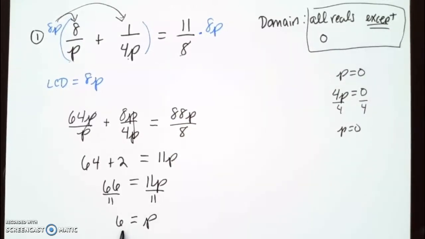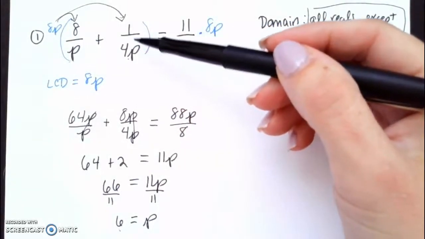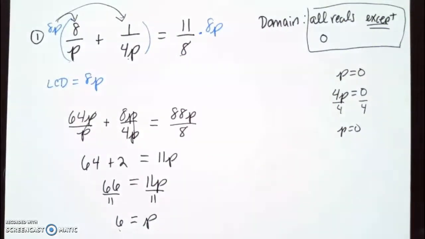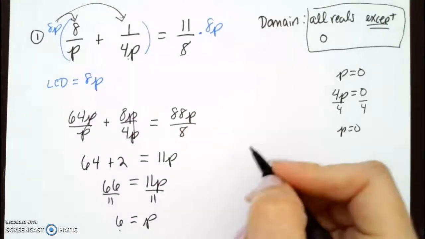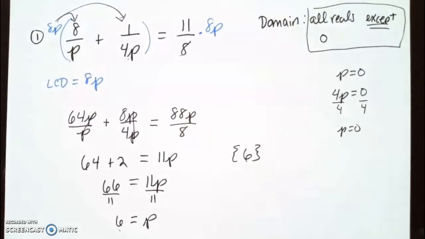And then the second check is the optional one. That means, just plug in to make sure you've done your steps correctly. If I plug in 6 for the values of p that we see here and go through the order of operations, the left side should equal the right side. So I'll leave that part of the check to you. So here we have one solution. I'll just write it in roster form, the set of 6.